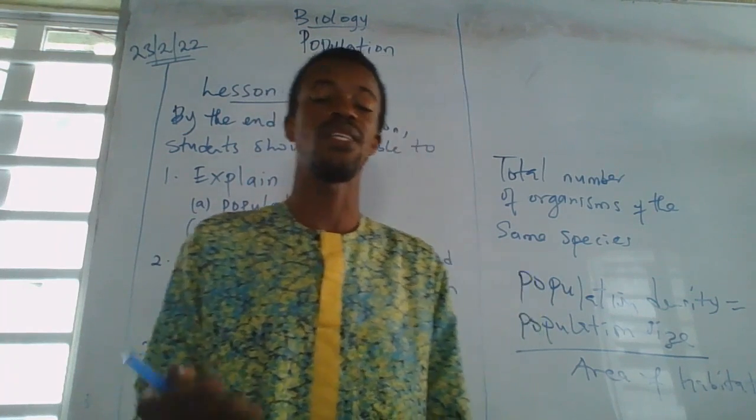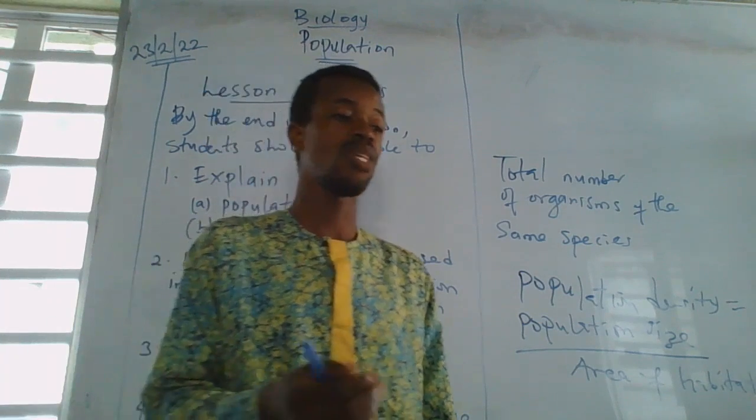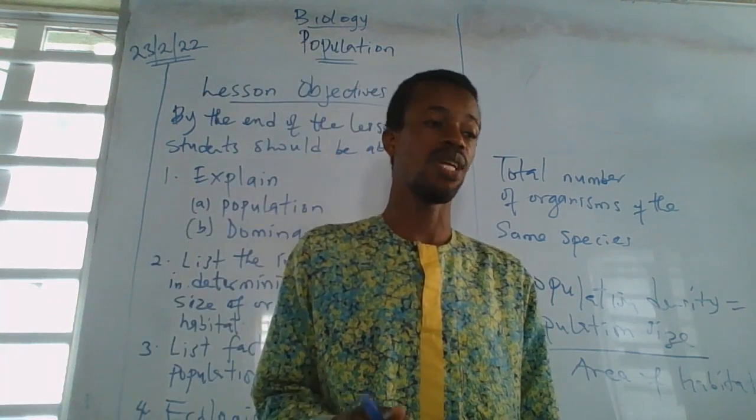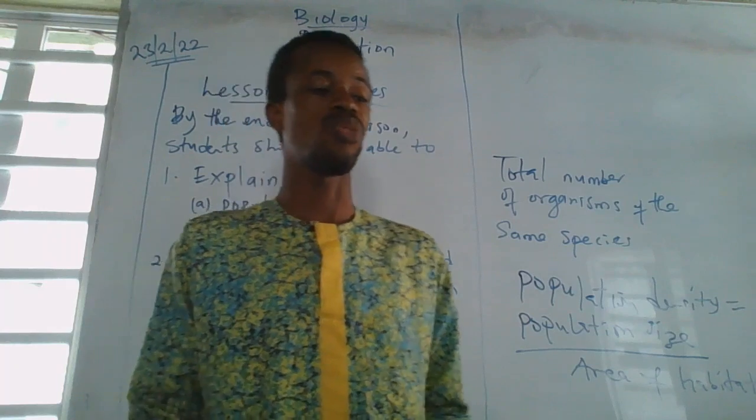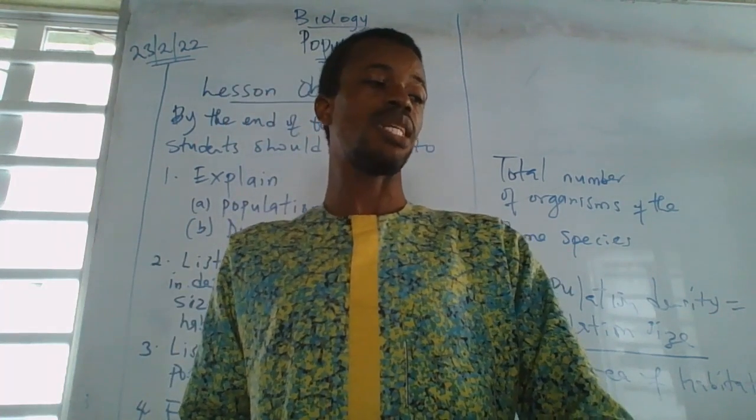Another one is natural disaster. There is fire, there is drought, and there is flood. All these things can decrease the population, and they can also lead to the death of some organisms if they are trapped in that scenario.